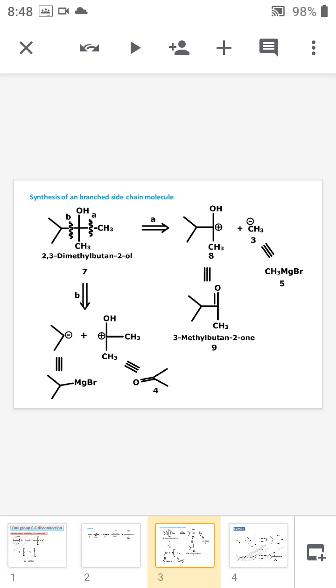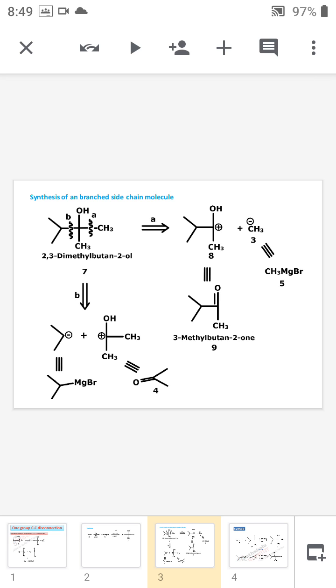So if you are disconnecting this molecule, we have two possibilities. Either we have to follow A or we have to follow B. If we are following A, we will get the synthons as 8 and 3. So if you are developing the 8, we will get 3-methyl butane 2-ol as the starting material and CH3MgBr as the Grignard reagent. But it is very difficult to do the reaction according to A.